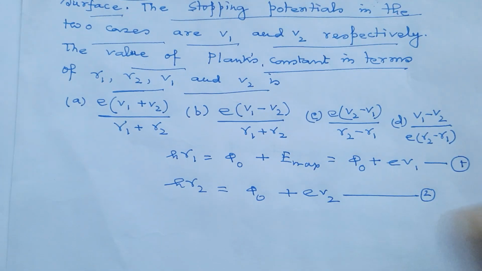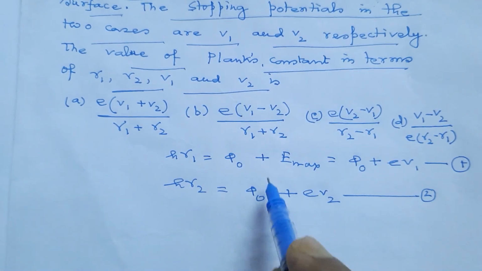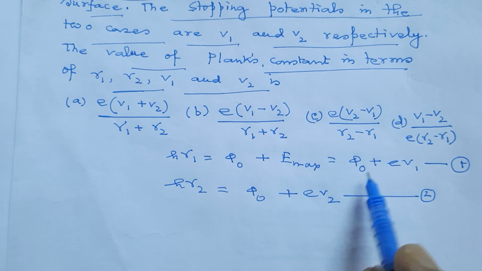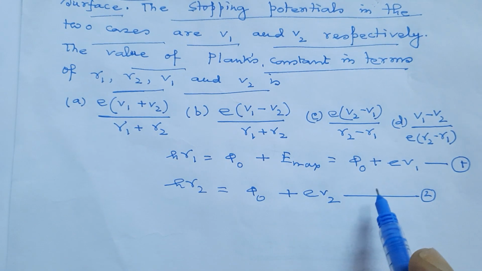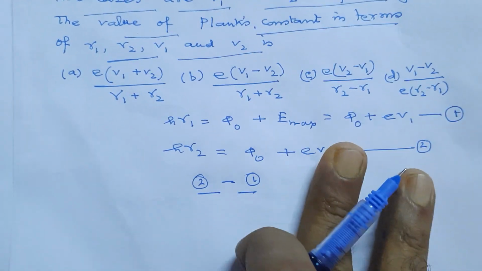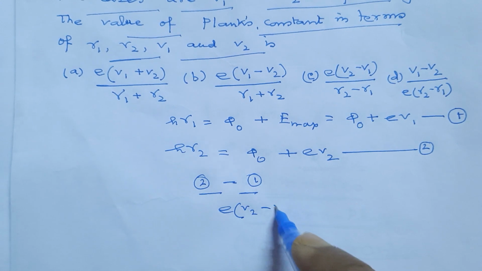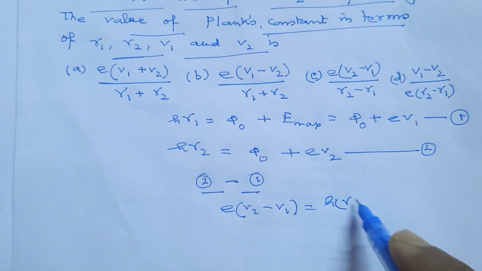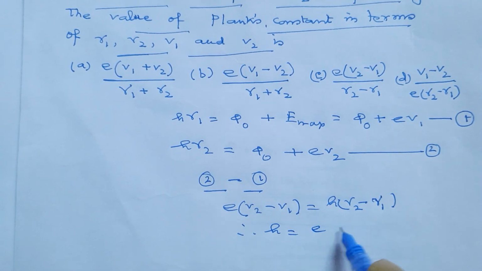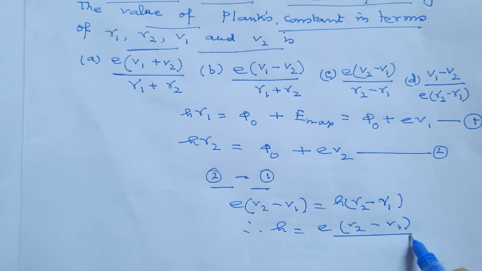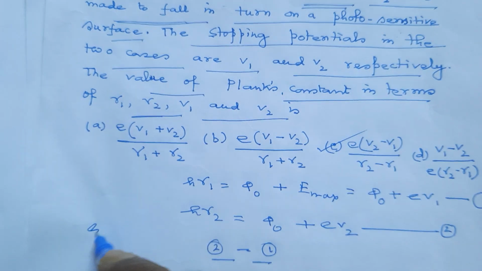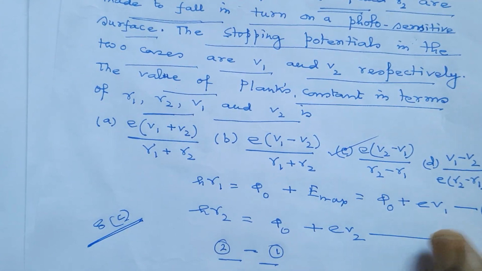Now what to do? You have to calculate the Planck's constant. There is no phi 0 in the options, so we are to eliminate phi 0 from equations 1 and 2. Take the difference between equation 2 and equation 1, which gives e into V2 minus V1 equals h into nu2 minus nu1. So h equals e into V2 minus V1 by nu2 minus nu1. So the correct option to question number 8 is C.